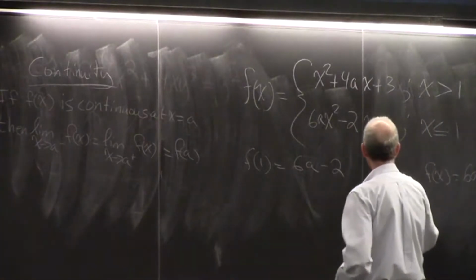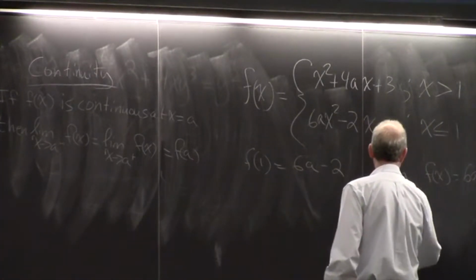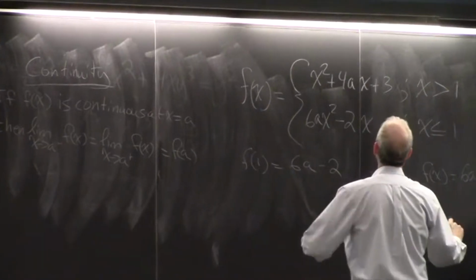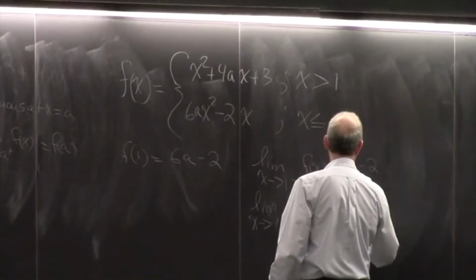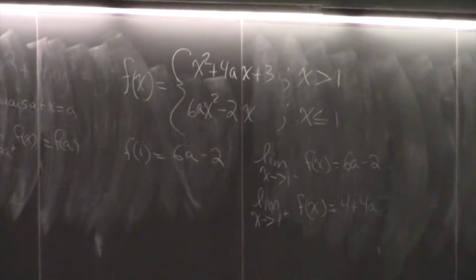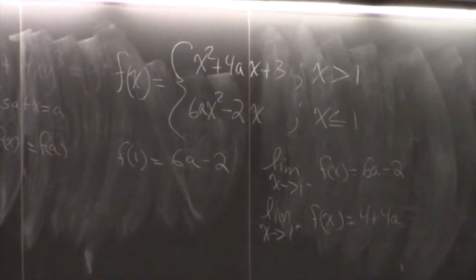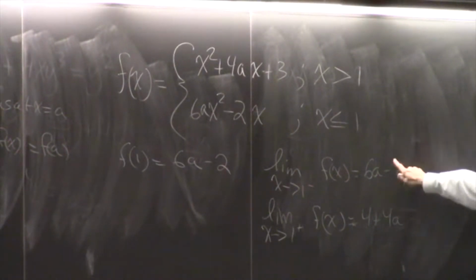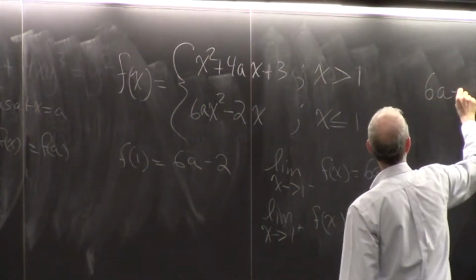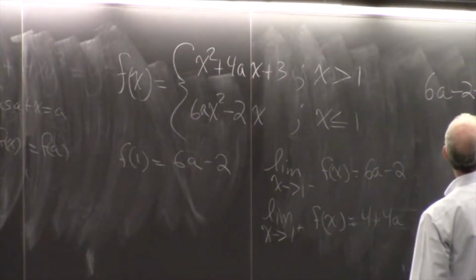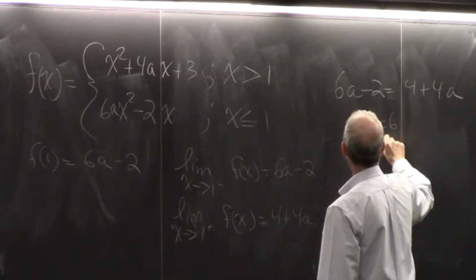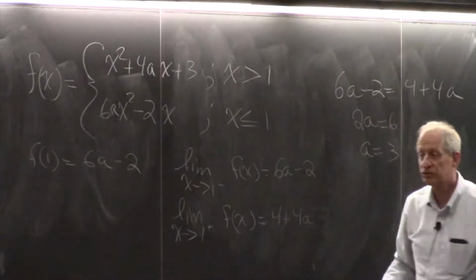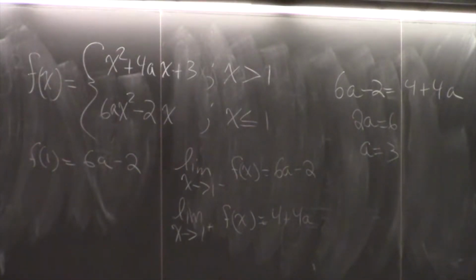And when x approaches 1 from the plus side, you get 1 plus 4a plus 3, you get 4 plus 4a. So, in order for this to be continuous, 6a minus 2 has to equal 4 plus 4a. That's nice, easy algebra. You get 2a equals 6, or a equals 3. That was easy, wasn't it? You just forgot how to do those.